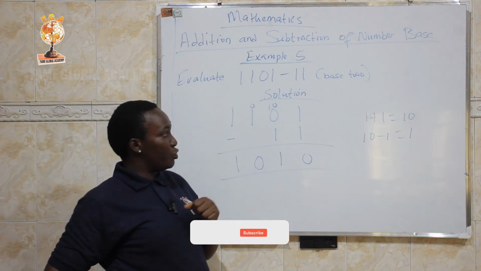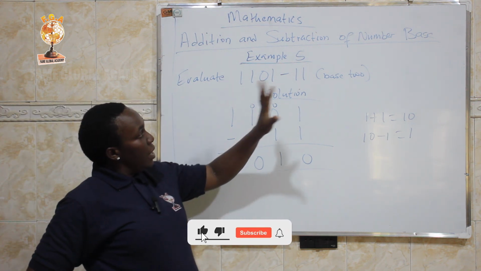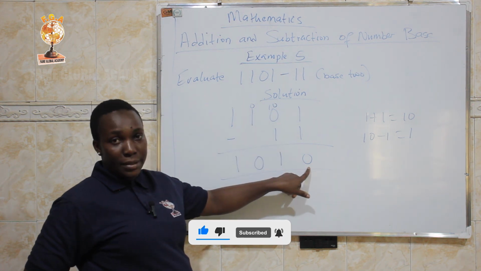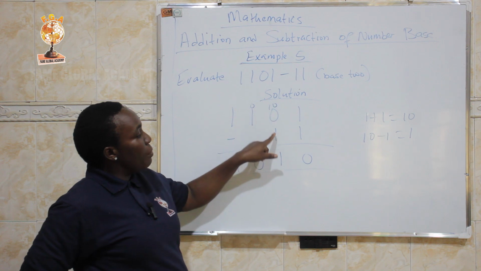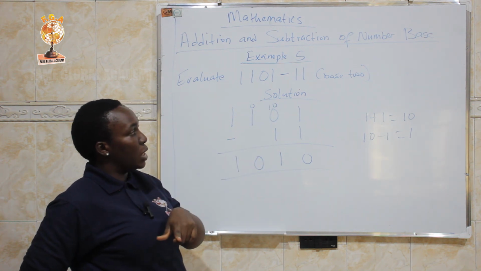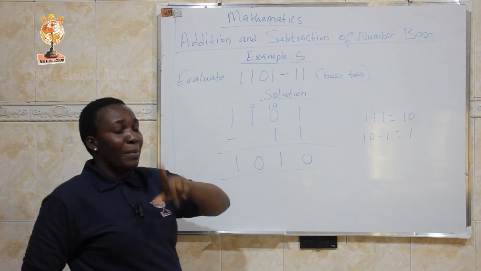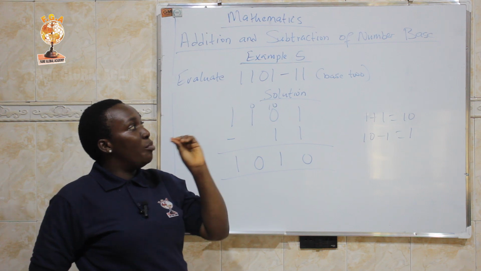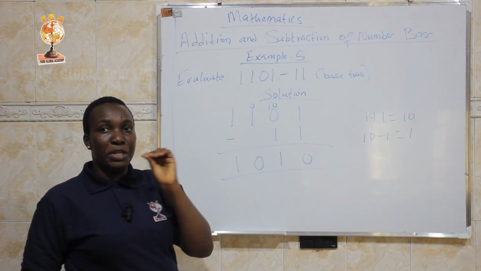Let me go through it again. This is 1 minus 1, normal. The answer is 0. Then this is 0 minus 1, which is not possible. You have to borrow. And when you're borrowing, remember the previous example that we did, I said when you are borrowing, you borrow the base.